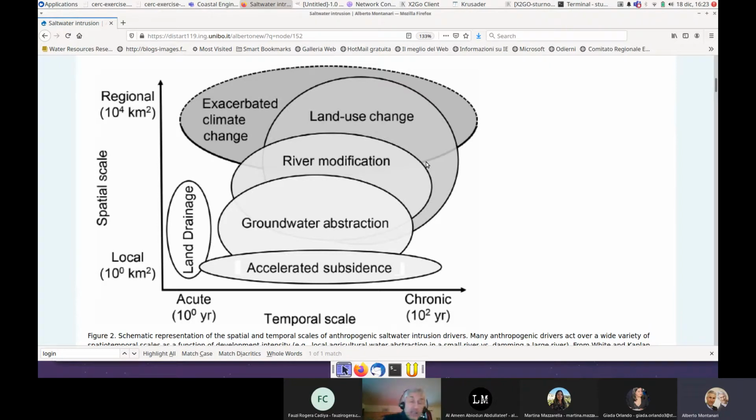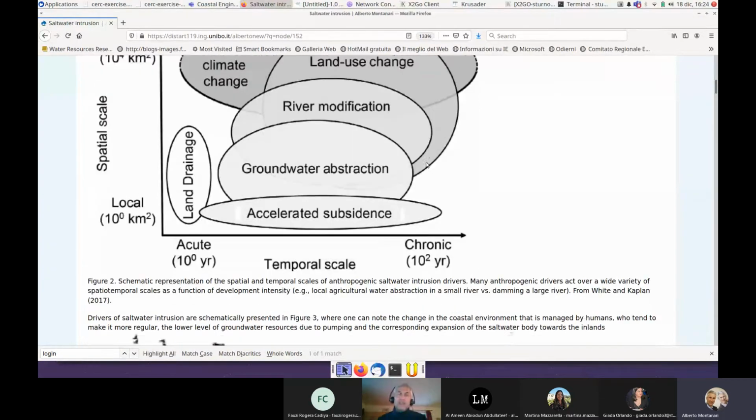And then there is river modification, because again, if we modify rivers, and typically they are rectified, we eliminate meanders, which means that the course of the river is shortened. By shortening a river, again, you decrease infiltration. We decrease the domain of surface water, groundwater interaction. And then there is land use change, and of course it's affecting infiltration. And there is also possible increased climate change exacerbated by human intervention.